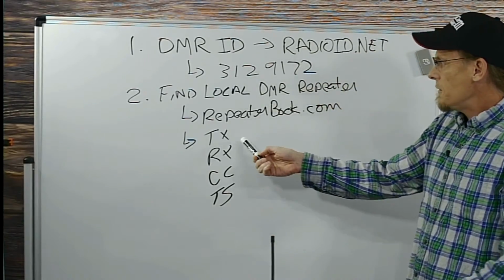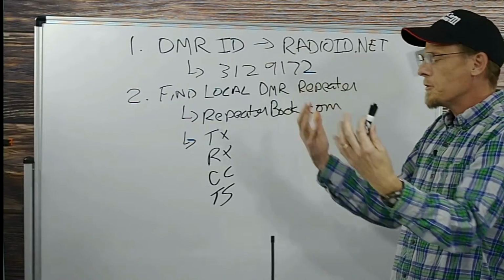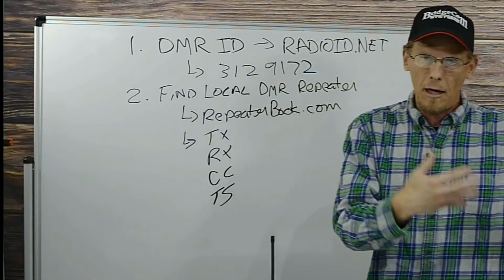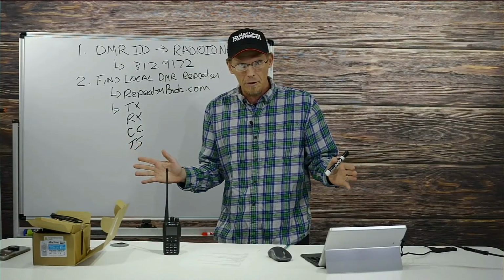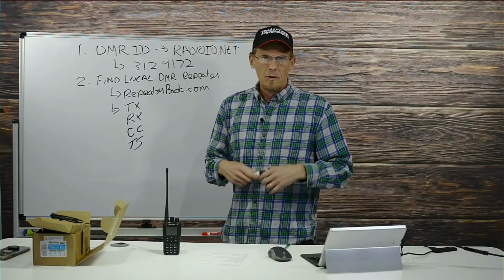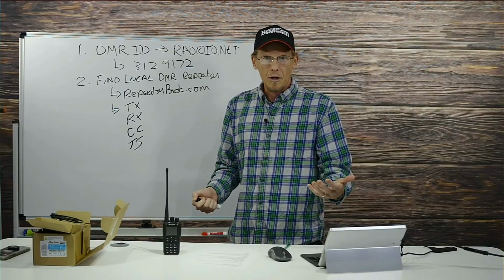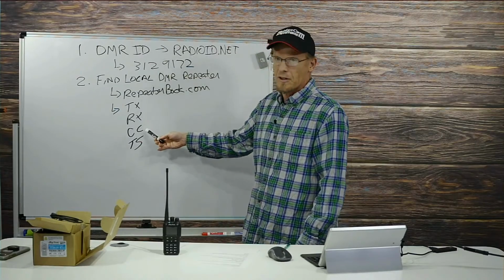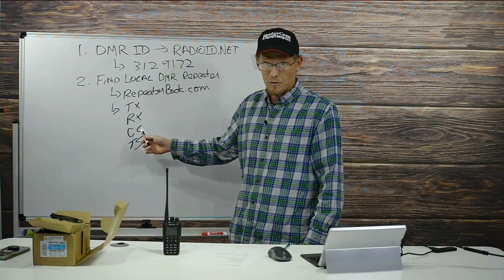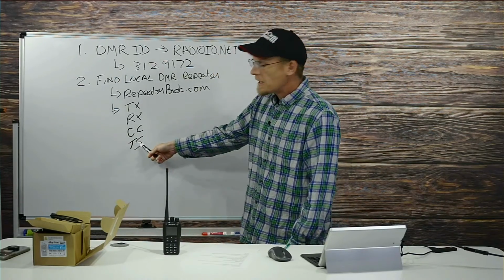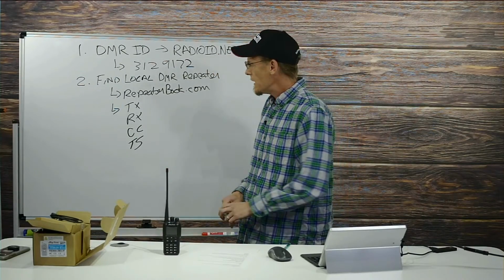Transmit and receive, you guys all know what that is. That's the repeater's transmit and receive frequency. Color code is very important. Without the proper color code, you're not going to get into the repeater. And the best analogy that I've found for a color code is what's normally known as a PL tone, or a private line, or a CTCSS tone. It's very similar to that concept. It's a squelch mechanism, but it's built into the digital protocol. TS stands for time slot, okay?